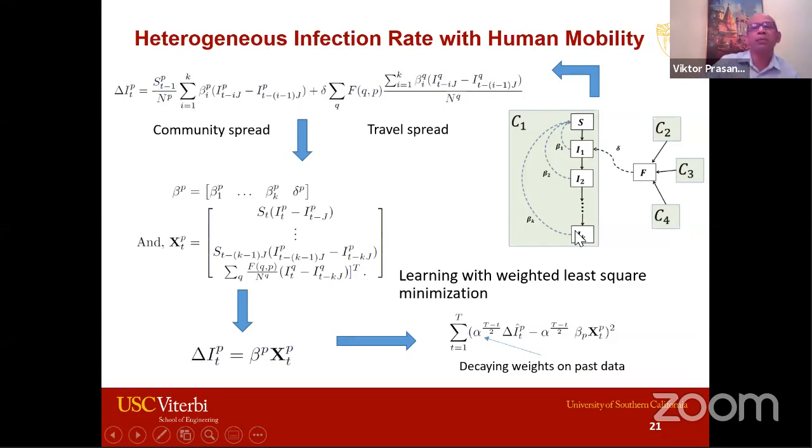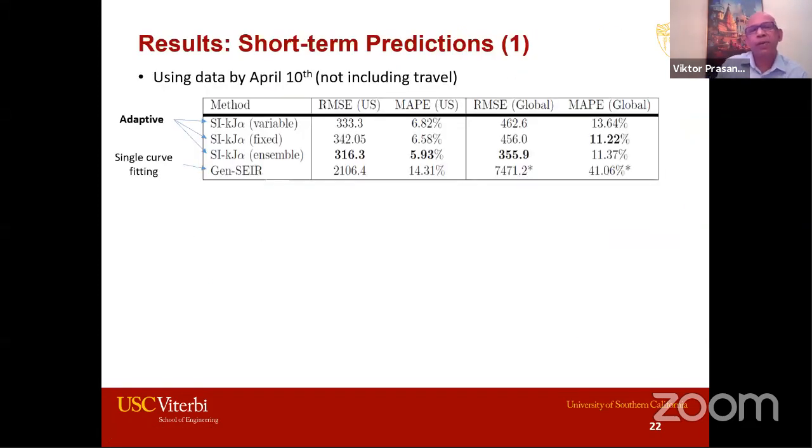These are all hyperparameters that we vary as part of the training process to be able to understand this model. So, just giving some initial results here for the case of short-term prediction, not including travel. What is shown here is that there are three models I've defined. These are the adaptive models, denoted by S I K, J, alpha. K, J, alpha are the hyperparameters I talked about earlier. We can also fix these parameters for all the regions, or you can have variable parameters for the various regions we have.